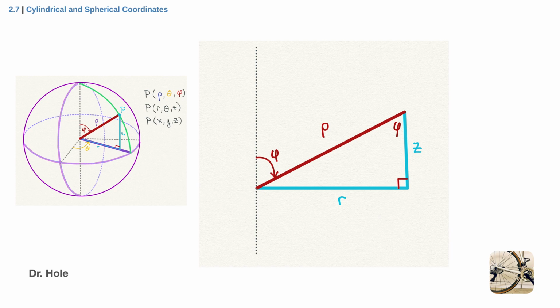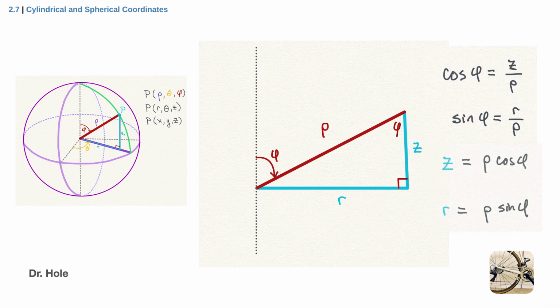Like before, let's state elementary trig definitions for this right triangle. Cosine of phi is adjacent over hypotenuse. Sine of phi is opposite over hypotenuse. Solve these for z and r, and come up with z equals rho cosine phi, r equals rho sine phi. Nice. We'll need both sets.